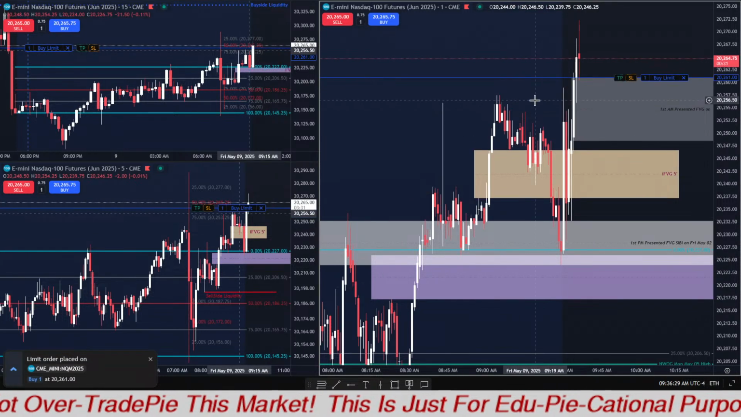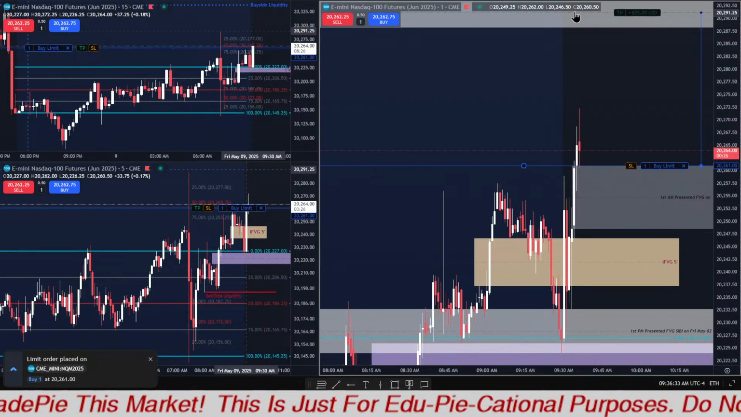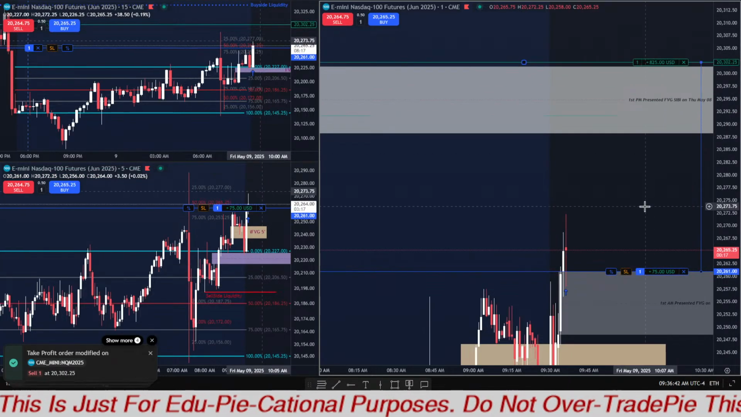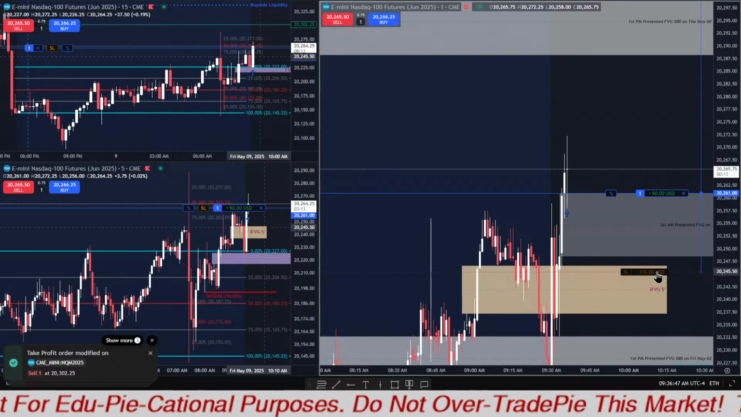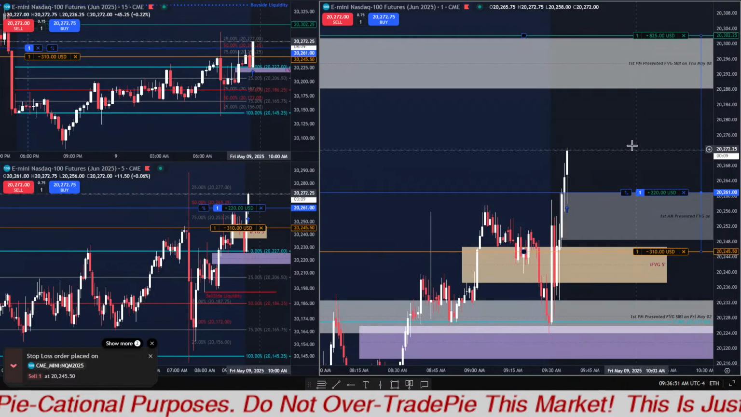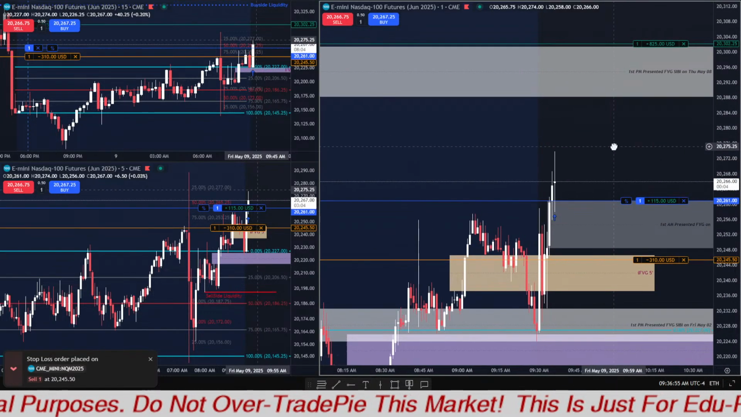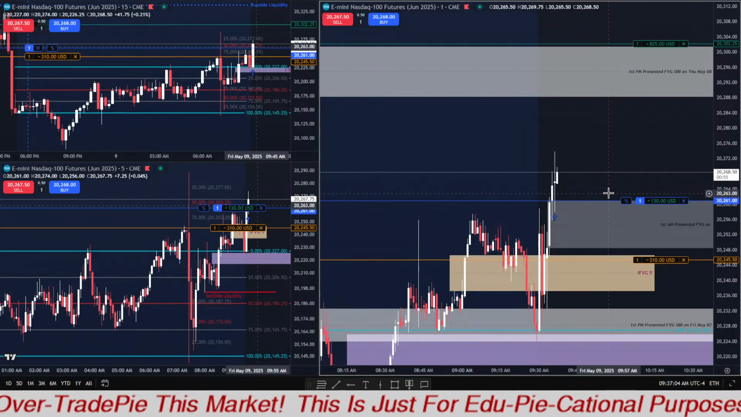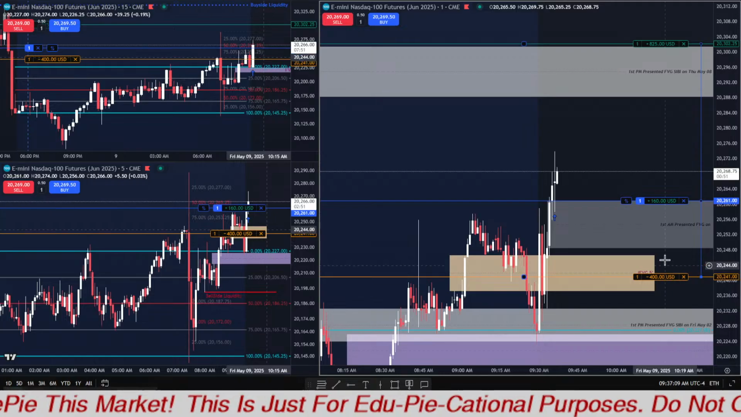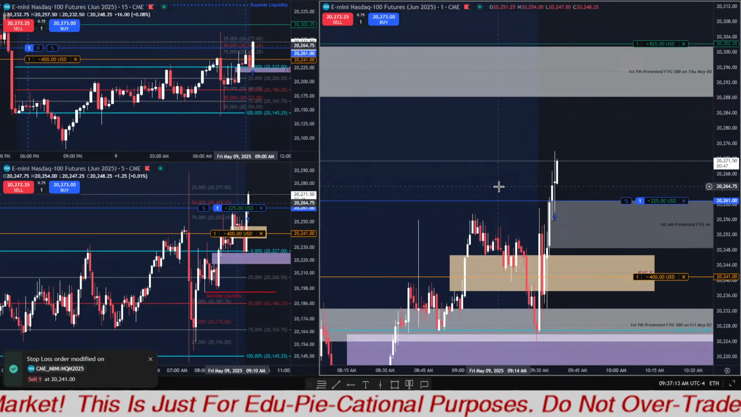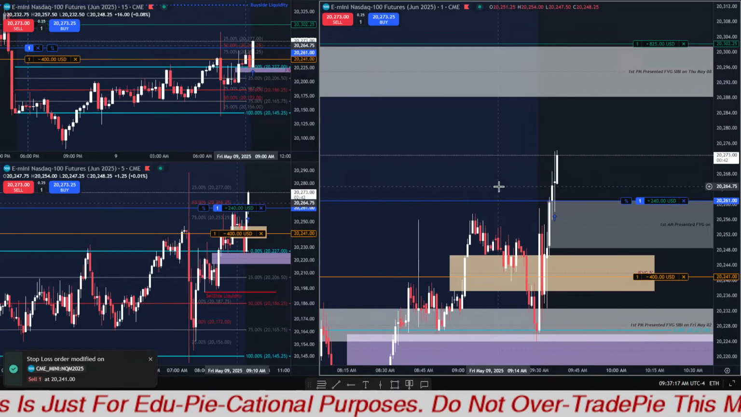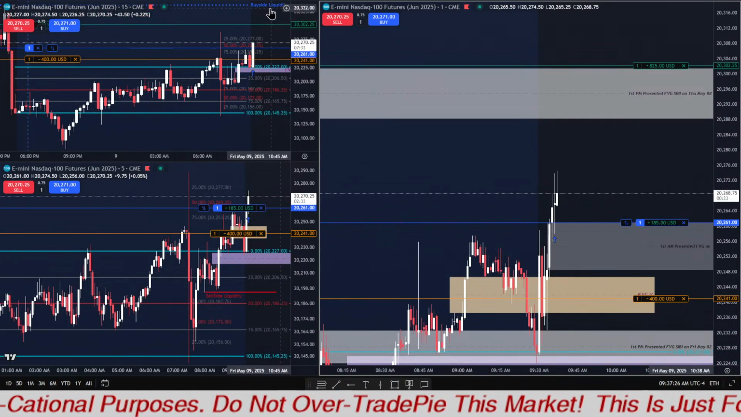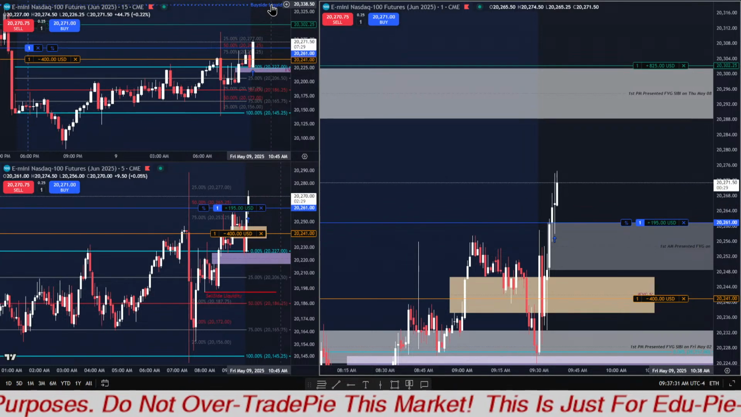I'm placing a buy position over here. Okay, right now we are in a long position in the marketplace, and we are expecting to see higher prices going towards the buy side liquidity over here at 20,337.